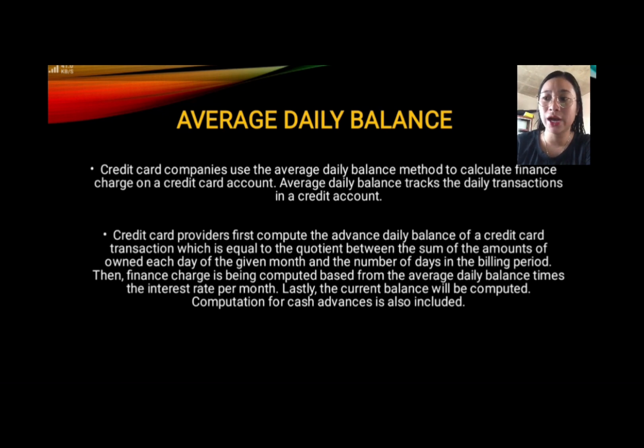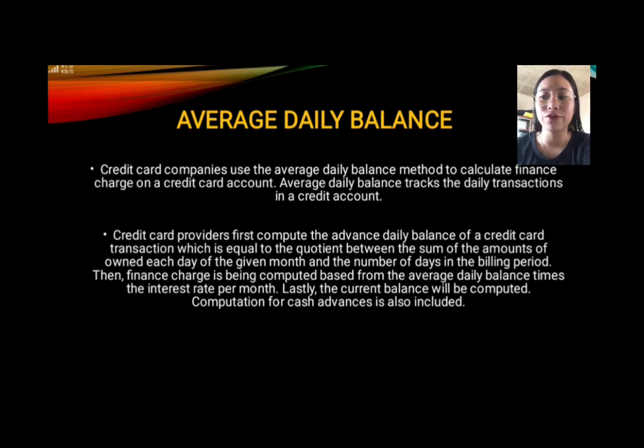Average daily balance, or the ADB, tracks the daily transactions in a credit account. Credit card providers first compute the average daily balance of a credit card transaction, which is equal to the quotient between the sum of the amounts owed each day of the given month and the number of days in the billing period. Then, the finance charge is computed based on the average daily balance times the interest rate per month. And lastly, the current balance will be computed.